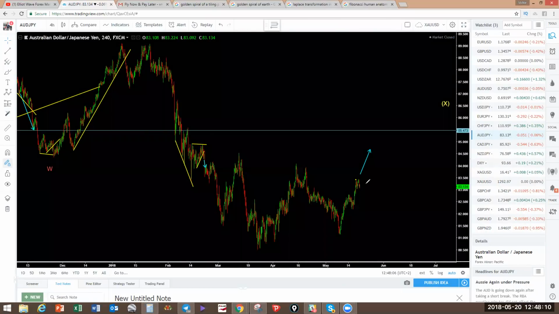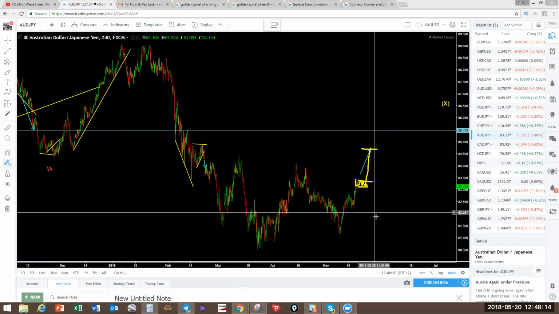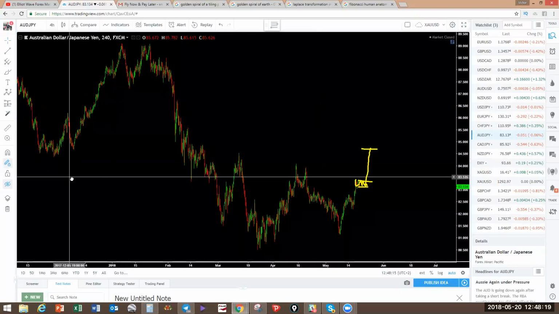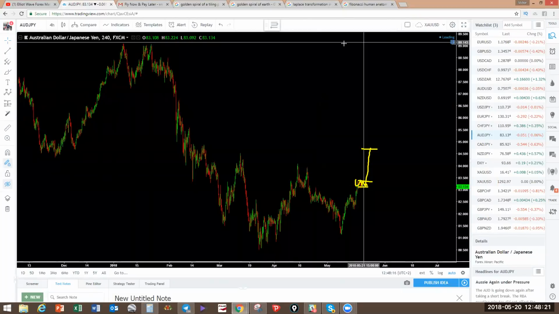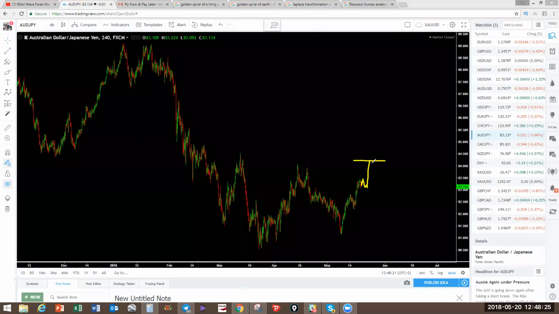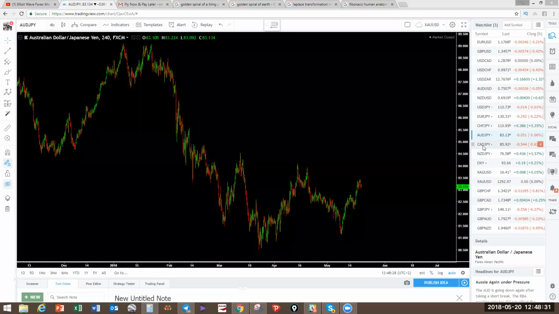AUDJPY, I'm expecting a correction here for a further move to this level. I'm not going to show the whole structure, just wait for a correction here. Possible break here, make this a three-wave structure like that. That's what you should look out for.